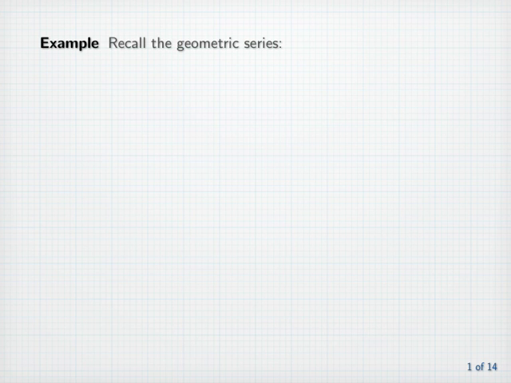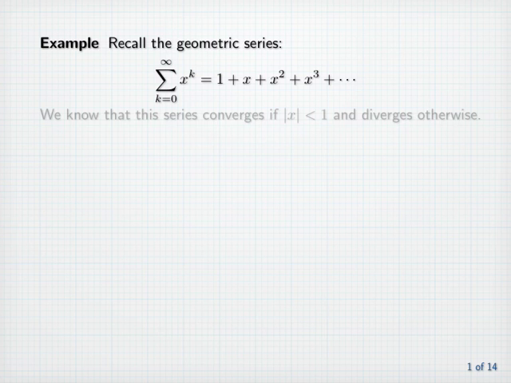Recall the geometric series. The sum from k equals 0 to infinity of x to the k equals 1 plus x squared plus x cubed and so on. We know that this series converges if the absolute value of x is less than 1 and diverges otherwise.